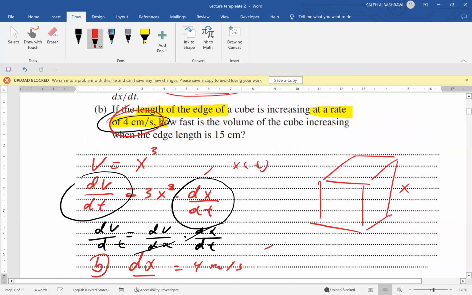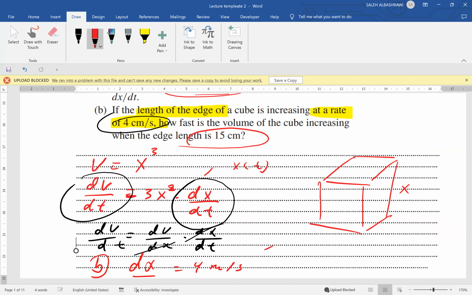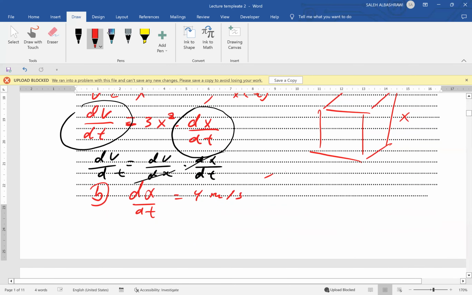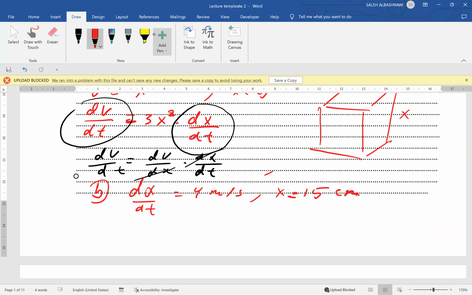And we need how fast is the volume of the cube increasing when the edge is equal to 15 centimeters. This is x. So we are given dx by dt equal to 4 and x equal to 15 centimeters. So we need to find how fast is the volume. So I need to find dv by dt. I need to find this quantity.